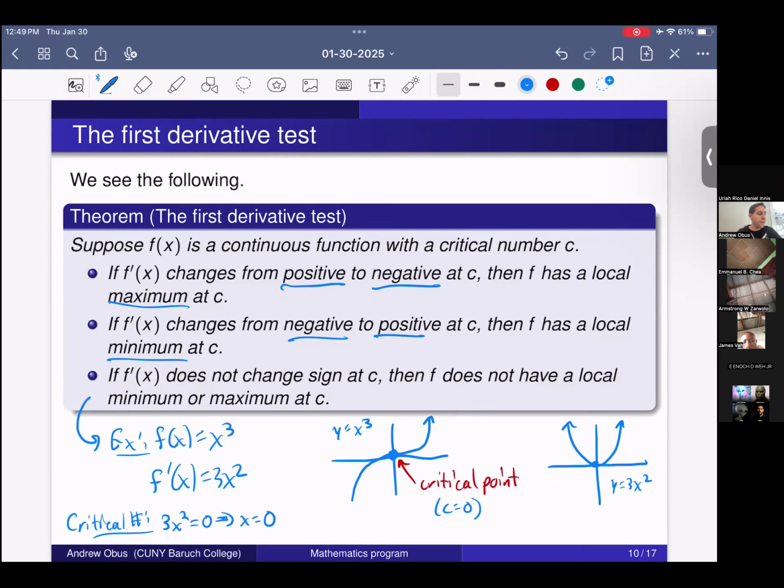Okay, so on our earlier graph of sine x, we saw a local minimum and a local maximum, depending on whether the first derivative goes from positive to negative or from negative to positive. And then for this example over here, the derivative does not change sign, which means that f does not have a local maximum or a minimum at c. Okay, because the derivative just stays positive, touches 0, and then goes back to being positive again. Okay, any questions on this?